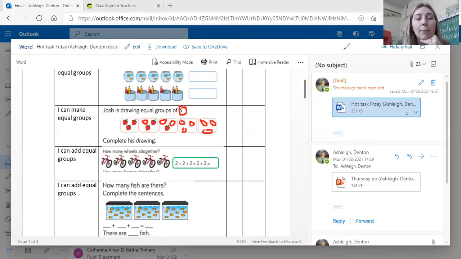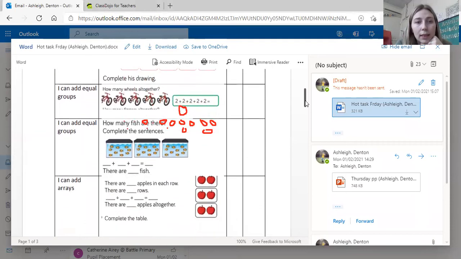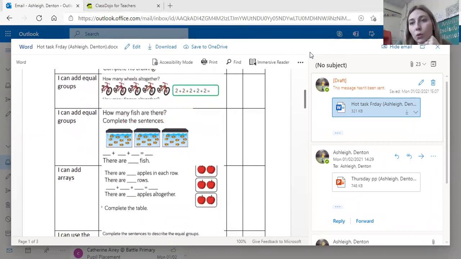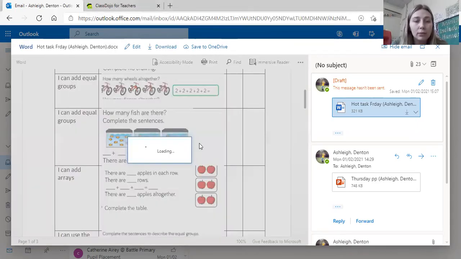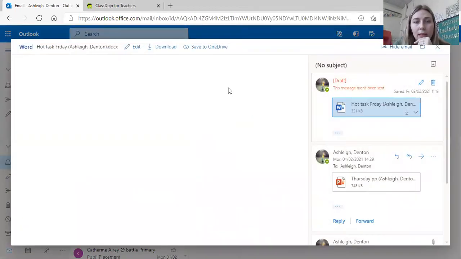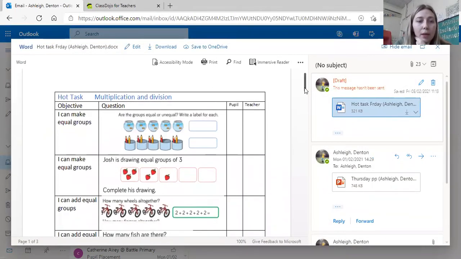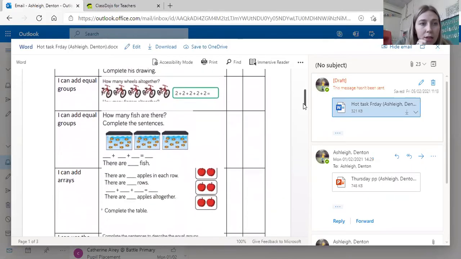Brilliant. Okay. Get my mouse back so I can carry on scrolling down. I'm going to clear my drawings. Okay, let's have a look at our objective for this question. So this question is, oh, it's loading, it's thinking about it. Oh no. Let's see. I wonder if I can try and open it again. Here we go. Let's see if I open it again.